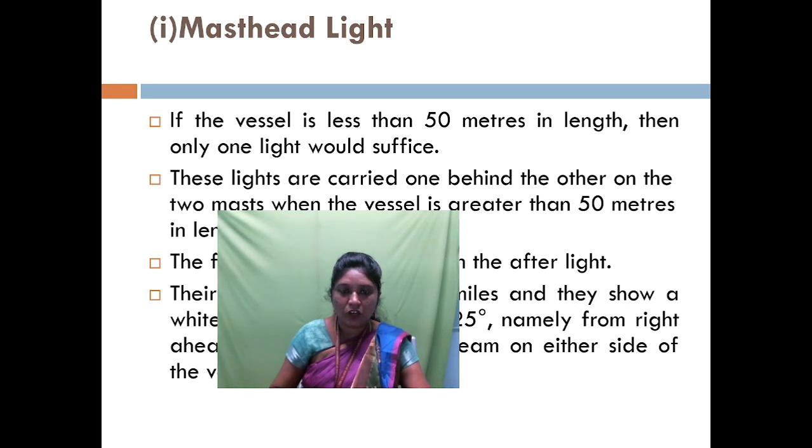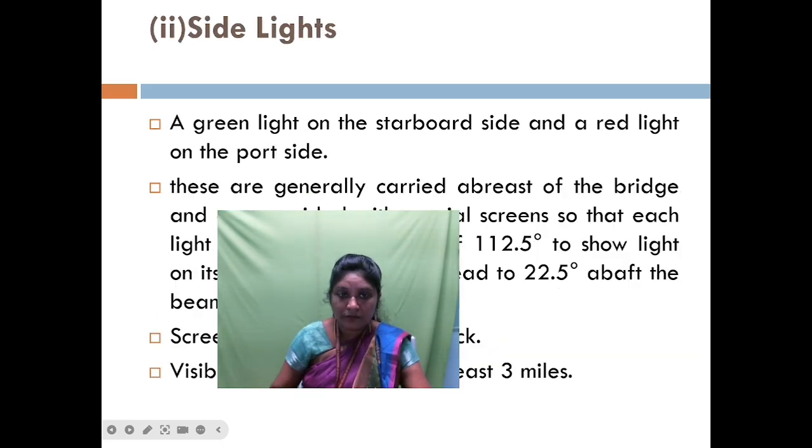So here we have the masthead light. It should cover 6 miles and have an arc of around 225 degrees, and it is a white light. For the side lights, on the starboard side we have a green light and on the port side we have a red light. Each one covers an arc of around 112.5 degrees, from right ahead to 22.5 degrees abaft the beam, and it should have a visibility of 3 miles.